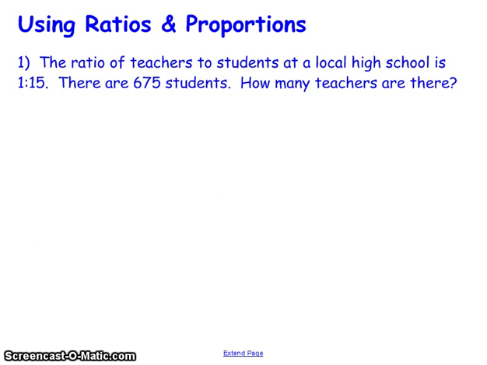You can use ratios and proportions to solve a lot of different types of problems. For example, the ratio of teachers to students at a local high school is 1 to 15. There are 675 students at the school. How many teachers are there? Now, of course, with any problem, we're going to start by defining our variable. So the first thing I'm going to do is notice that the question asks, how many teachers are there? So I'm going to write down that x is the number of teachers.